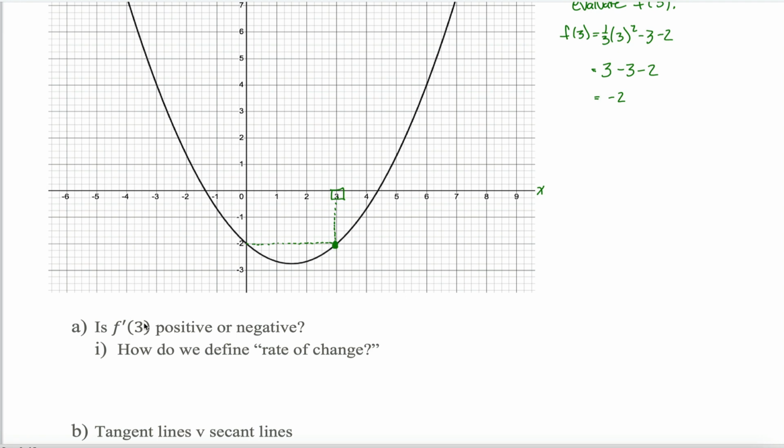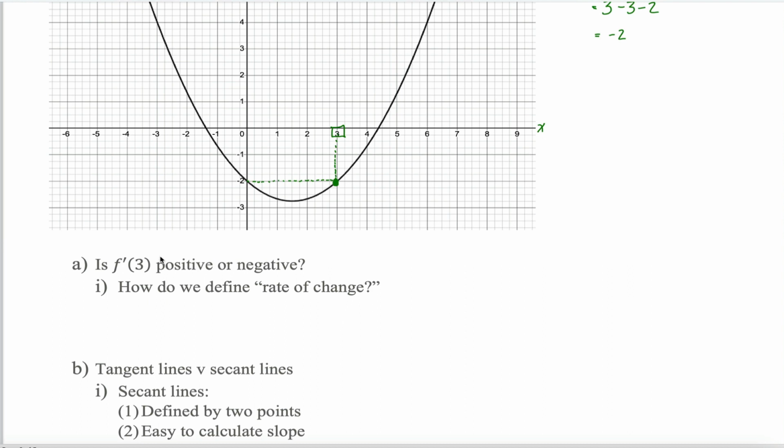f prime of 3 is a question. The answer to that question is a number. My question to you is, is that number a positive number or a negative number? If you're thinking that it's a positive number, that's fantastic. You're entirely right. How do I know it's a positive number? Because at this point, if we're hiking from left to right, we're going uphill.